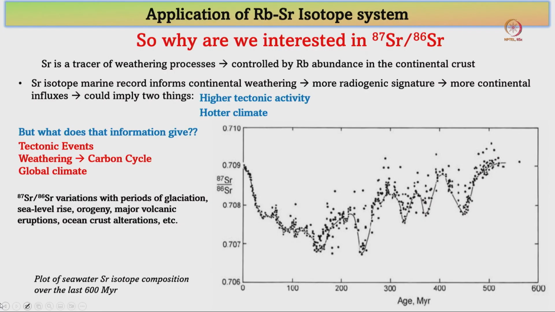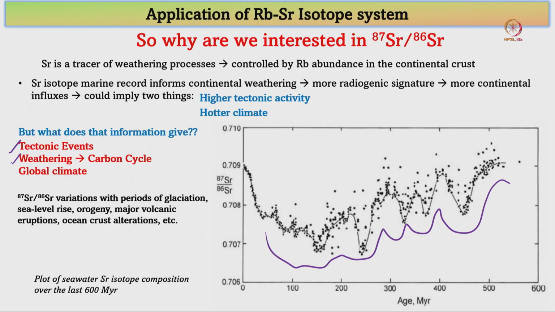over Earth's history. Okay. So, I had shown you this figure where we have been observing a huge variation of strontium isotopes over the past 600 million years, and today particularly I will be talking about a few of the applications that we use of these isotope systems. So, as I have already said, we use these isotopes to infer the tectonic events, and we also use them to infer the weathering. Okay. So, they are connected, right.